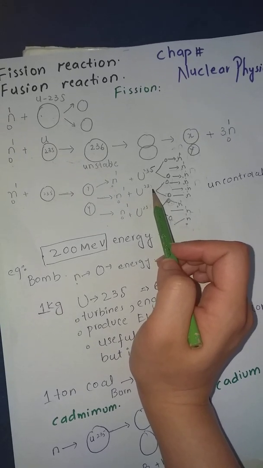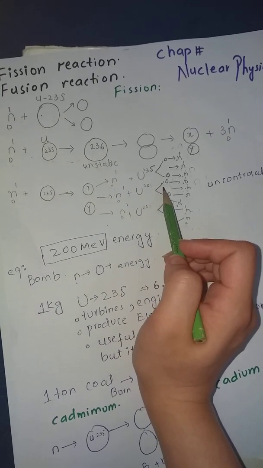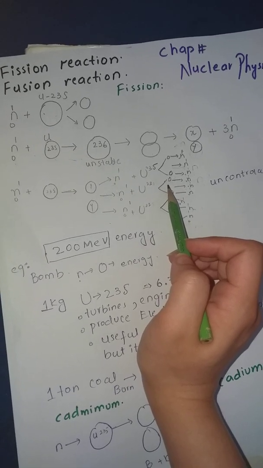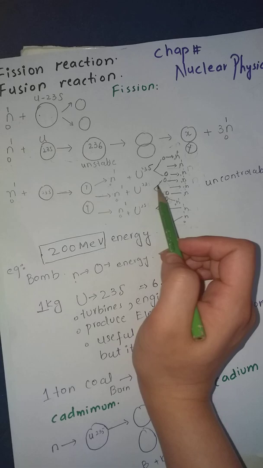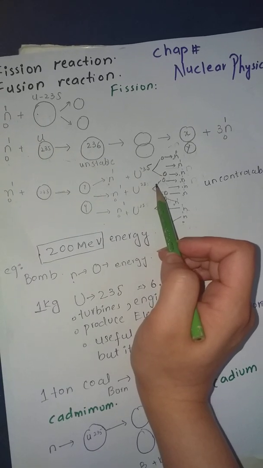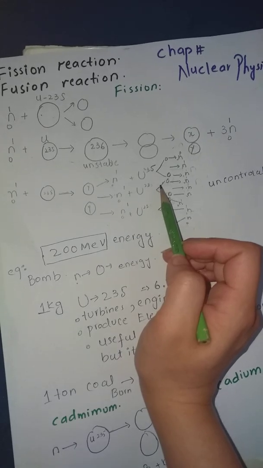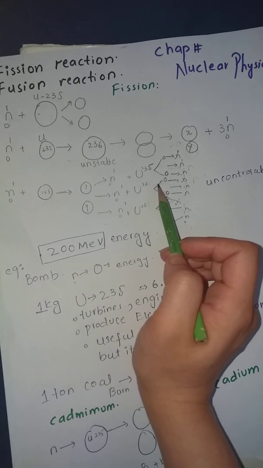What happens in this fission chain reaction? It can be started in a nuclear reactor in a controlled manner. How can we keep it under control? We will discuss it later. We can control it by moderators. Okay?